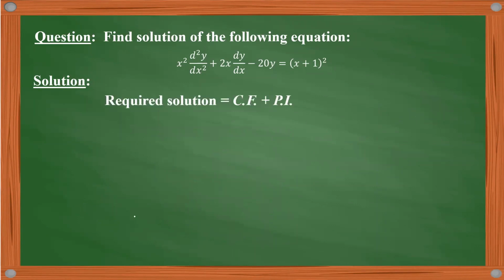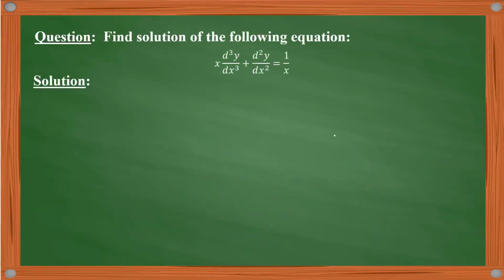So combining both this complementary function and particular integral, the required or general solution will be this: c1 x to the power 4 plus c2 x to the power minus 5 minus 1 by 14 x square minus 1 by 9 x and minus 1 upon 20. So this is our required solution. Now let us discuss one more example for it.